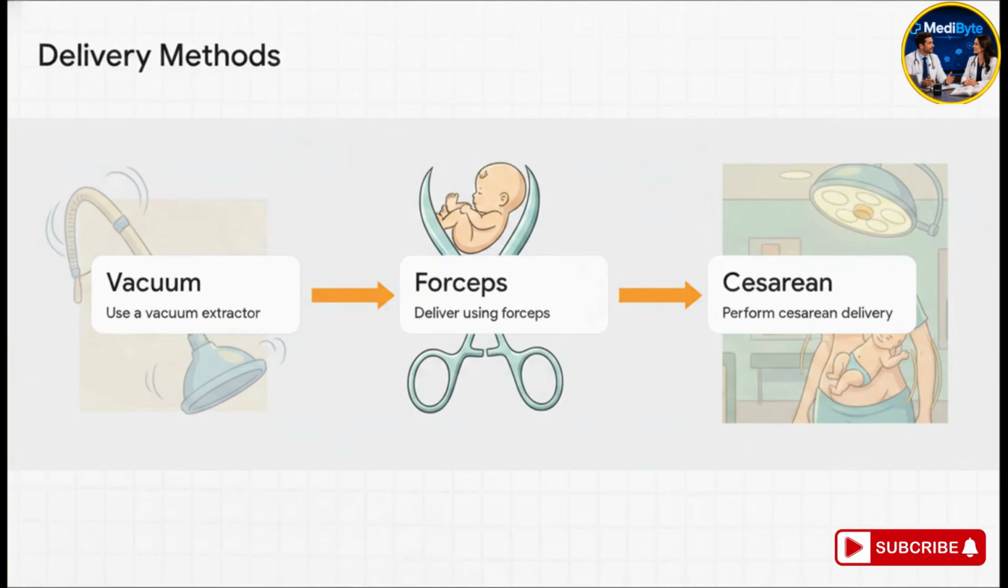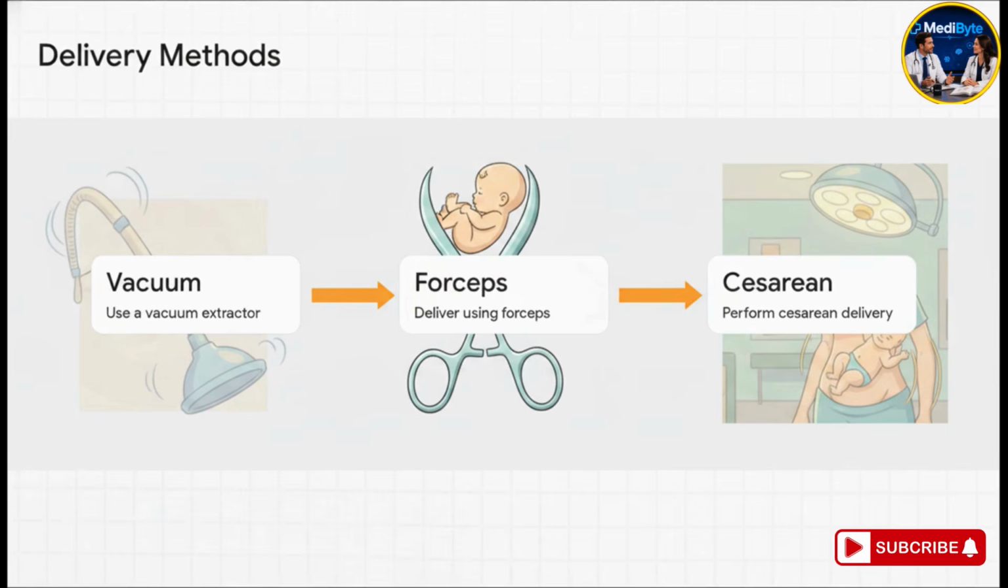Now, if the baby's heart rate doesn't stabilize after giving oxygen, pumping fluids, and managing those contractions, the objective shifts. It becomes all about delivering the baby as quickly and safely as humanly possible. Obstetricians rely on 3 primary methods here. The first is a vacuum extractor, which applies gentle suction to the baby's head to guide it through the birth canal.